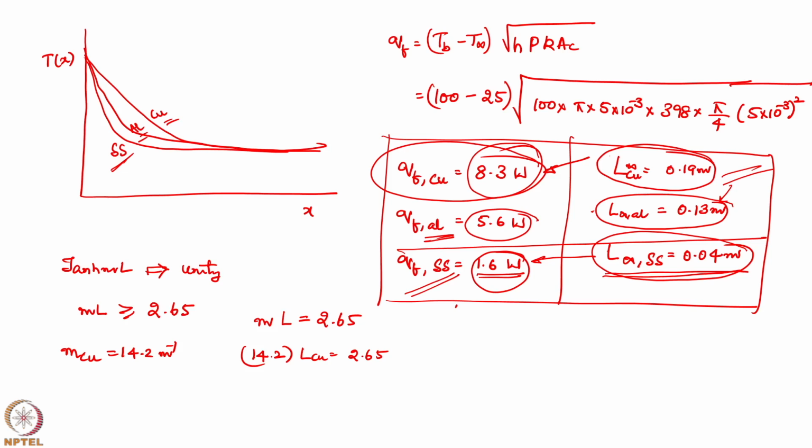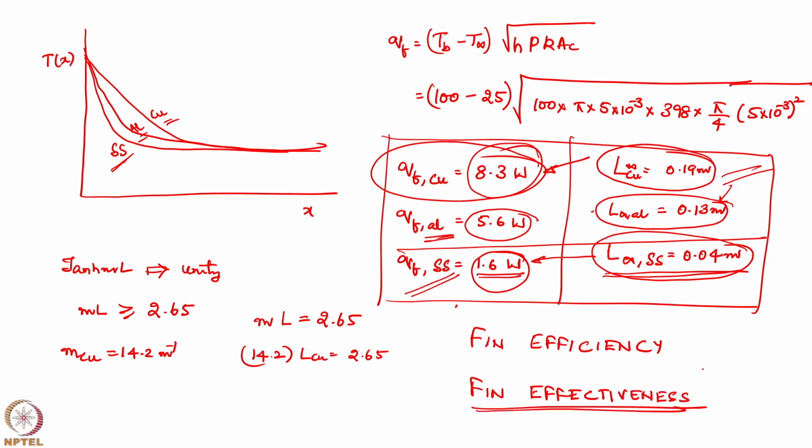So now there are two parameters which we need to understand, that is fin efficiency and fin effectiveness. In today's lecture I will be able to complete the fin efficiency, and in the next class I will define what is fin effectiveness and connect one with the other. If you know one, how to get the other. Okay. So now the next topic is fin efficiency.